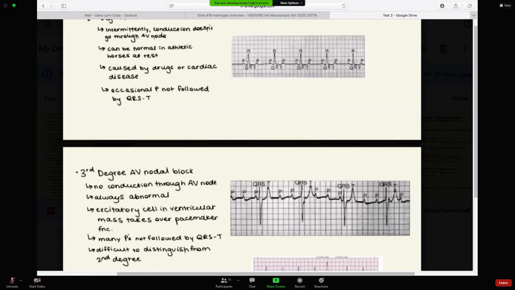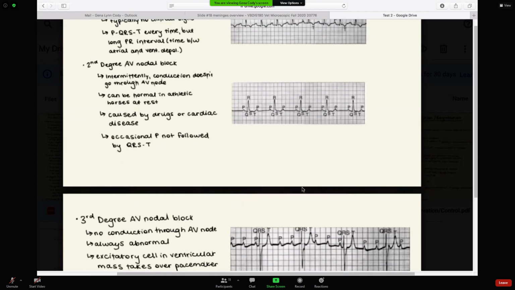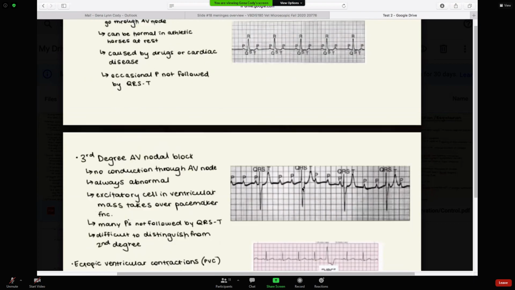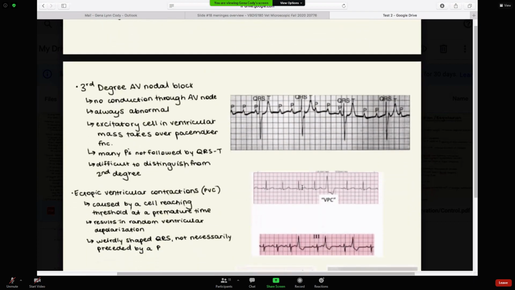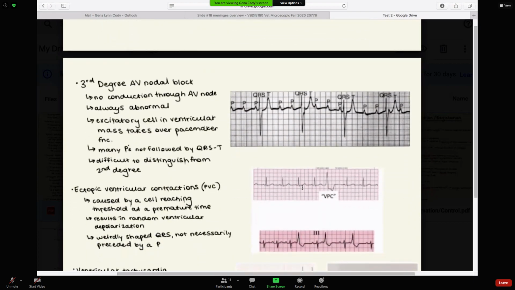Yes, athletic horses at rest can look like they have a second degree AV nodal block. And it's just because they have a high parasympathetic to sympathetic tone to their heart because they're so athletic, if that makes sense. I don't know how the question is going to be worded, but I know it's going to be on there because he stressed that. So then third degree is I'm having no conduction through my AV node.